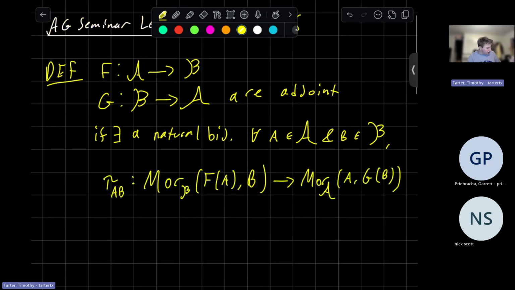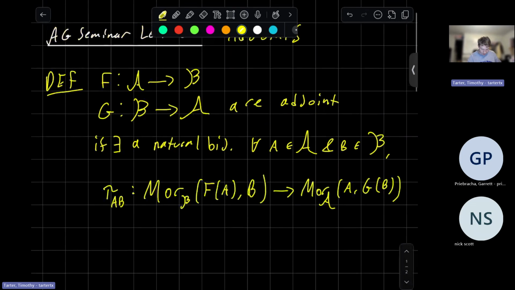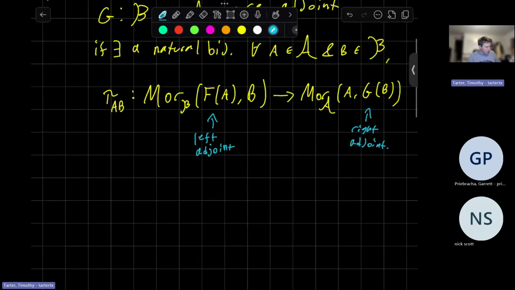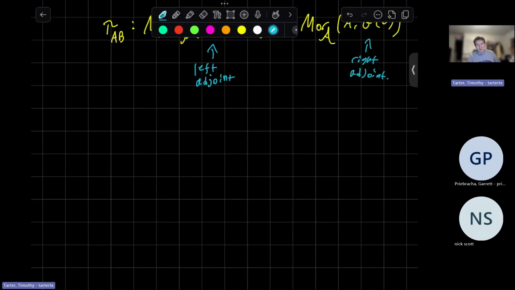Where F is the left adjoint and G is the right adjoint. And so when we say natural, of course, it's category theory. Natural does not mean natural, but we're going to show that it makes sense.